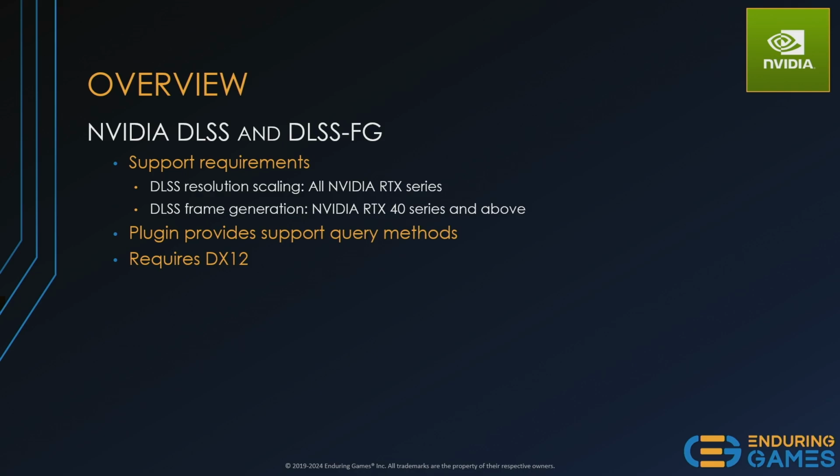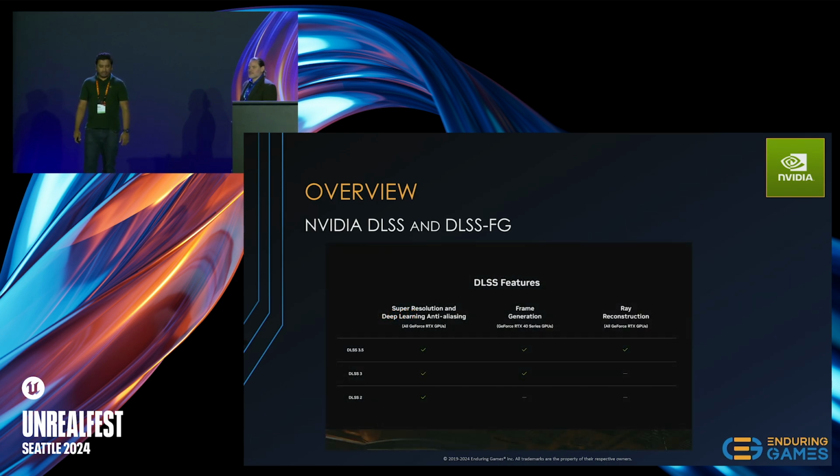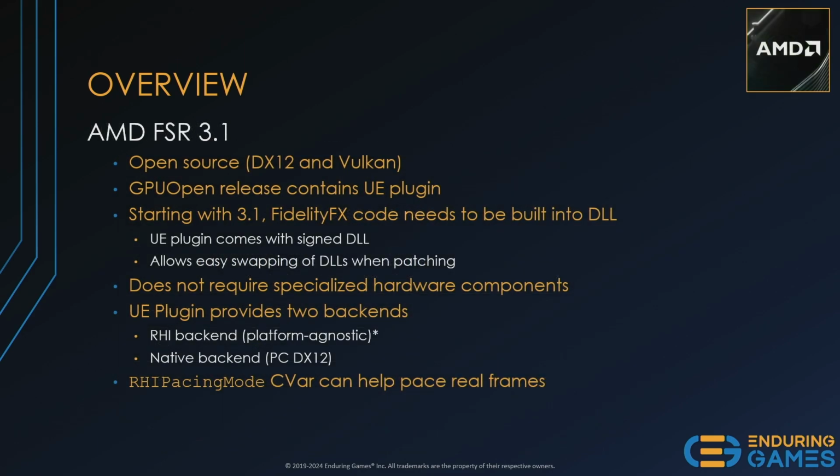So as far as support goes, resolution scaling needs RTX. It's machine learning, so all RTX cards are supported. Frame generation specifically requires 40 series and above. The good thing about the plugin is that they provide blueprint and function libraries to help you see if the support is there for the platform, and you can do your UI based on that. And all of these plugins actually require DX12 as well. A little actual official documentation on what's supported on what hardware, and let's do FSR.